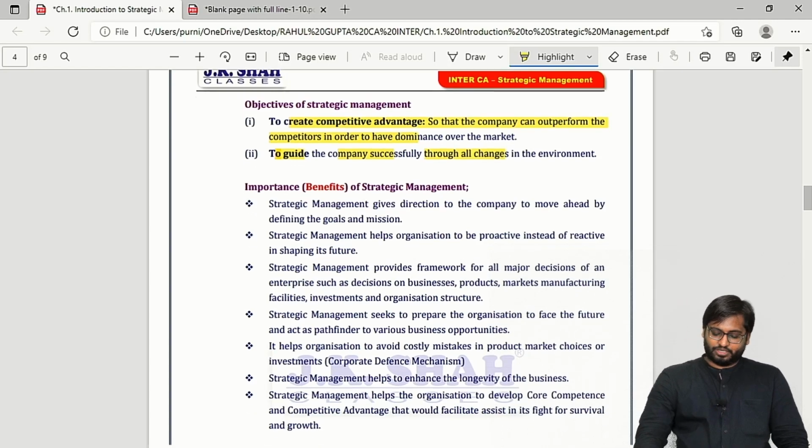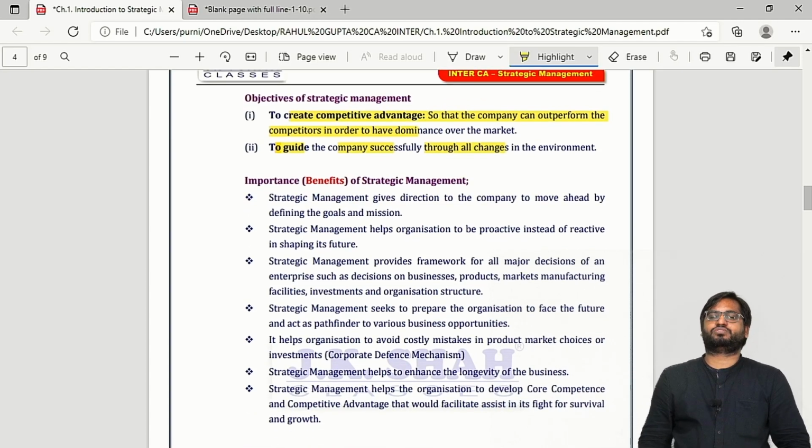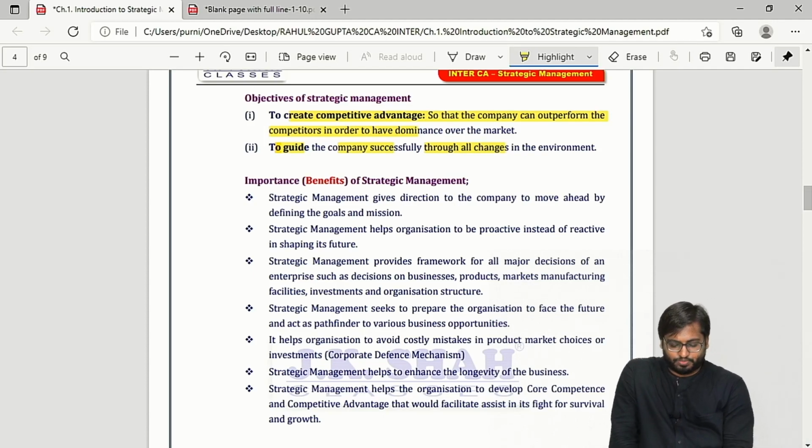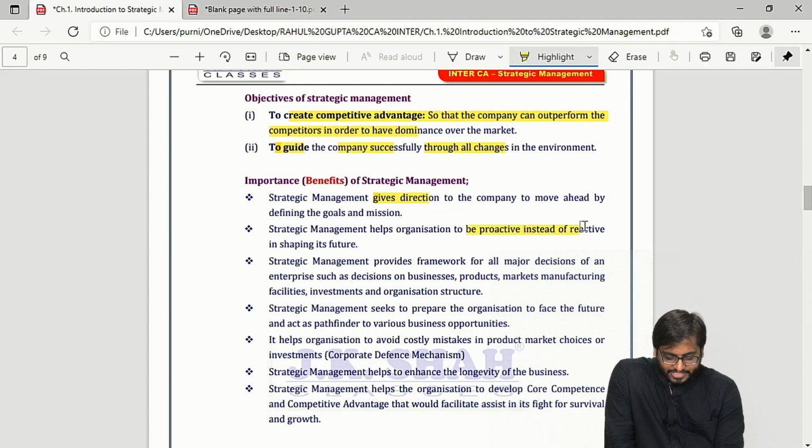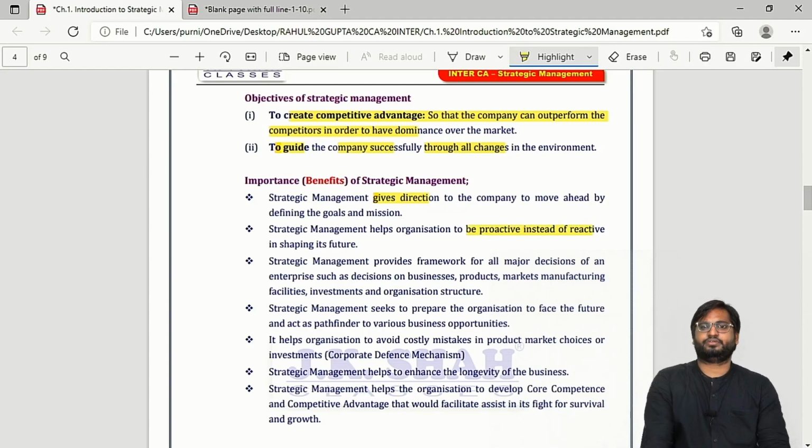Now, need, importance, benefits of strategic management. First point, it gives direction to the company. Strategic management gives direction to the company. It makes them proactive instead of reactive.